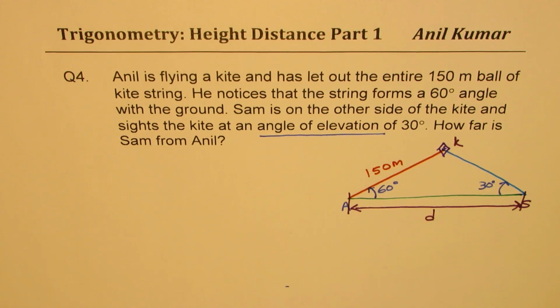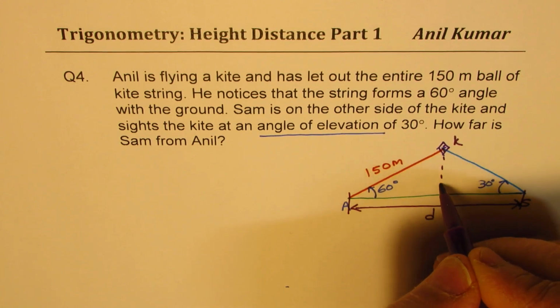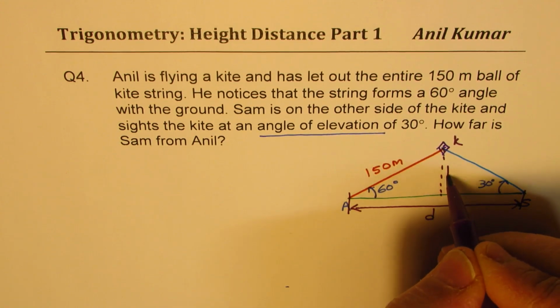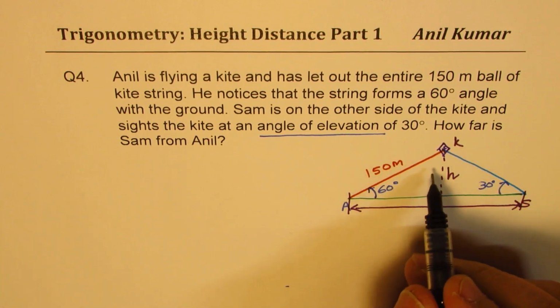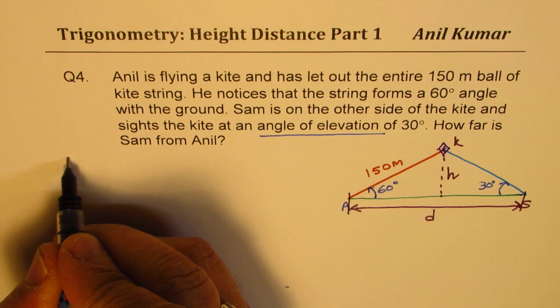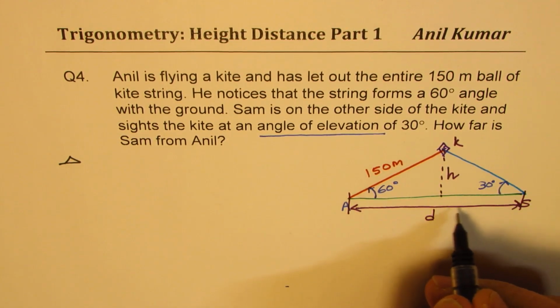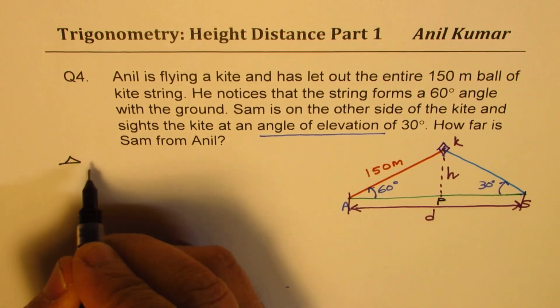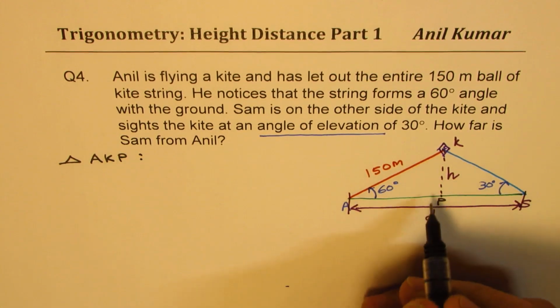One of the ways to do it is that we could drop a perpendicular from here, and we can find the height of the kite using tan ratio, correct? Now, using which ratio, you need to figure it out. If I work in the triangle AK, let's say this point is P, so we'll do triangle AKP. Now in this triangle, what do you notice?